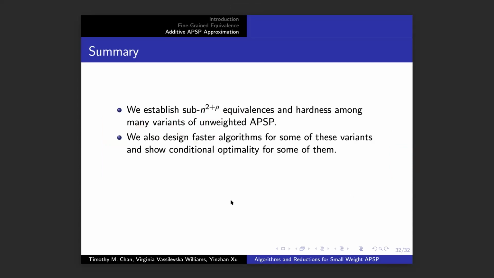Okay, so that concludes this talk. Recall that in our paper, we establish subcubic equivalences and hardness among many variants of unweighted APSP. And we also design faster algorithms for some of these variants and even show conditional optimality for some of our algorithms.